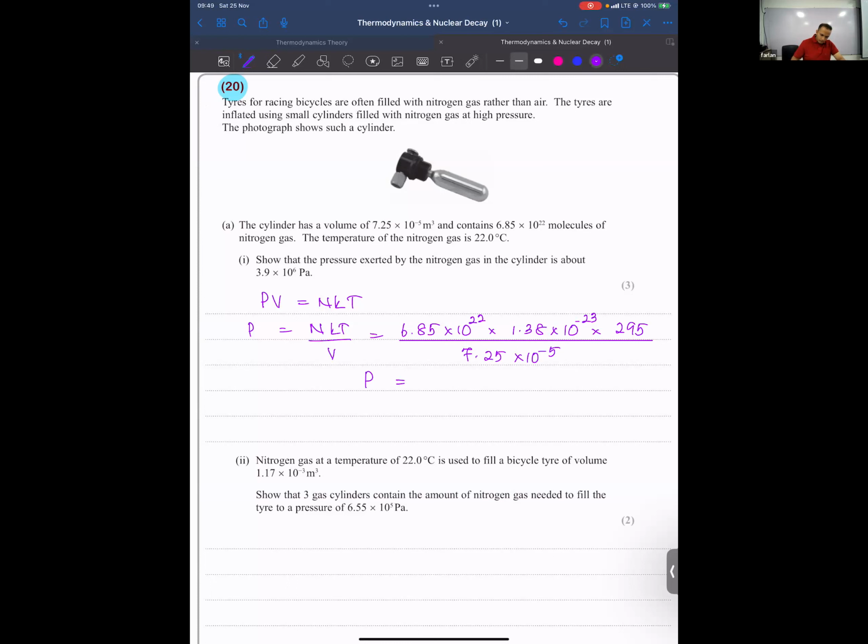That gives 3.85 into 10 to the power 6 pascals. Are you getting this answer?